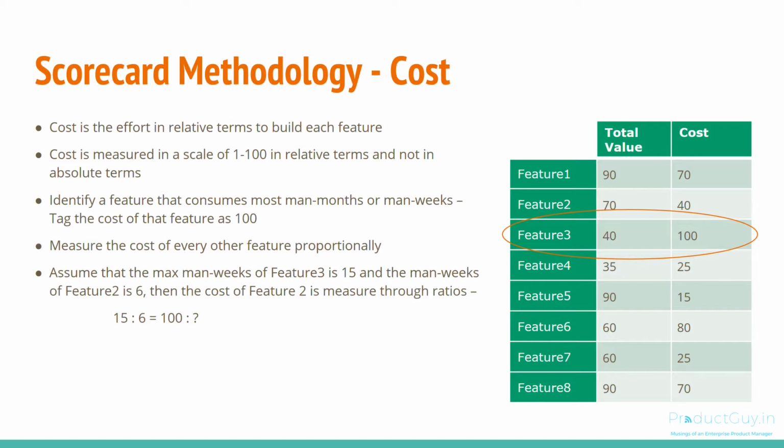Assuming feature 3 consumes the most man-weeks, 15 weeks among all the features, and the man-weeks of feature 2 is 6, then the cost of feature 2 is measured using ratios as shown in the slide. And the cost obtained is 40.